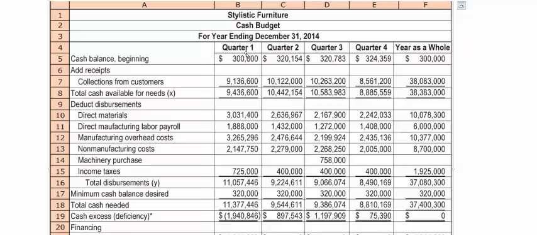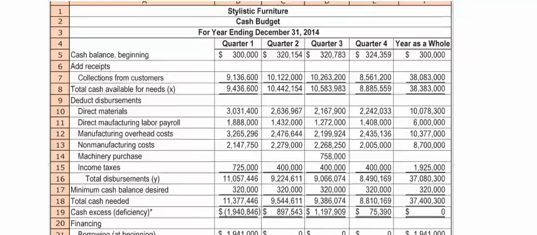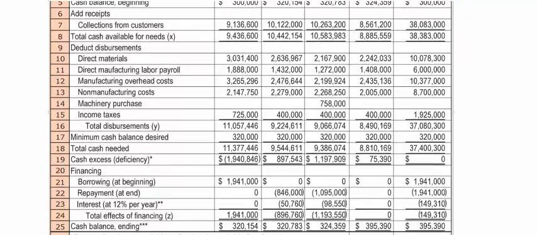Now, how do we proceed with filling out these columns? I want you to notice that we've got cash balance at the beginning, add receipts, collections from customers total for quarter one, gives us total cash available for needs. And we're going to take this number and we are going to proceed down quarter one with these other items that I'm going to show you here in a few moments, and come to a cash balance at the bottom. This is our cash balance per our budgeted period at the end of quarter one.